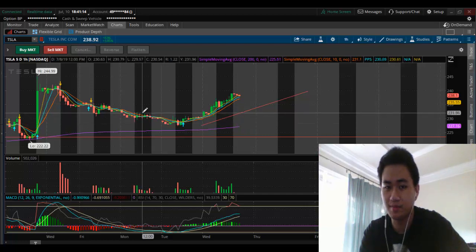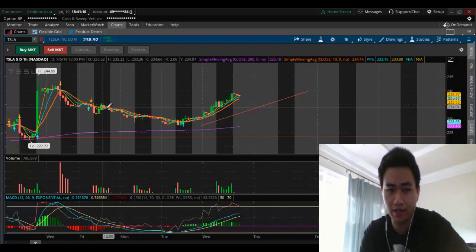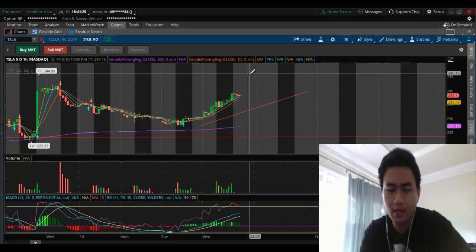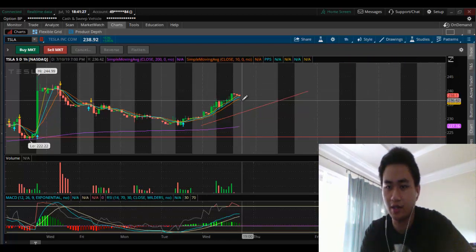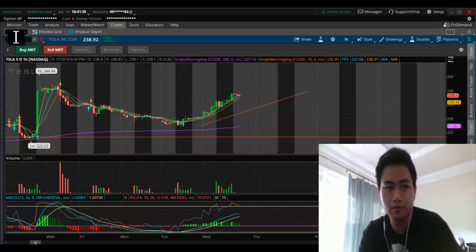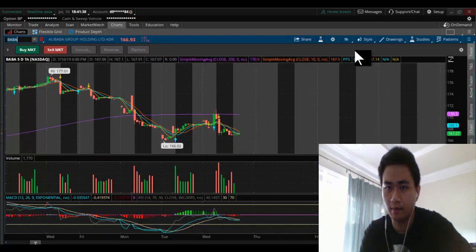We have a next immediate support right here. We see most of the time Tesla traded in this range, looking at the 233-235, and the next one I'll be looking at is around the 236 area. But I am bullish on Tesla all the way to 240-245. So we'll be looking at Alibaba.